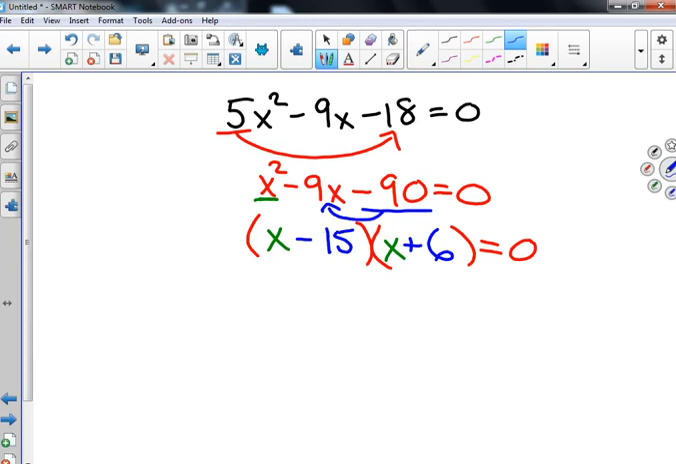Okay, so first step was to slide. Then I factored. Okay, now back to the same. Slide, divide. So what did I slide? I slid the 5, so now I'm going to divide by 5.